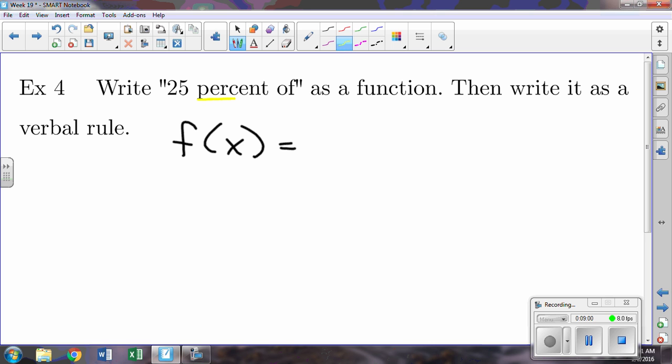Percent of, and in particular this word "of", is one of the key words for multiplication. When we see 25% of, it's telling us that we would have 25%, which I'm writing as a decimal, 0.25, and it's 0.25 of the argument. Thus, we can see a similar structure to what we had before.